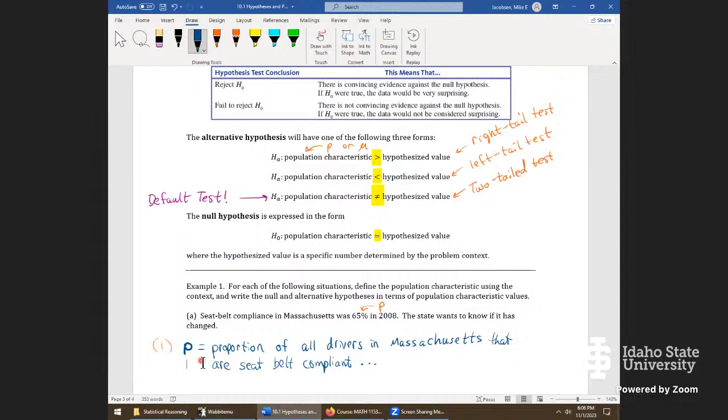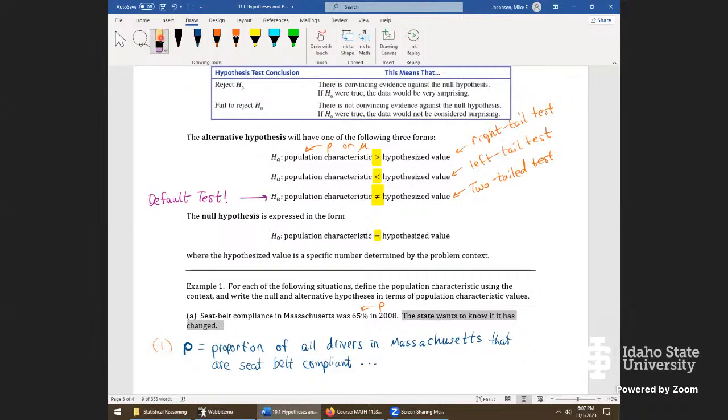To give a little bit more context or more hint about it, the trouble with a population characteristic like P is that it changes. Populations change with time. They're giving us data from 2008, and that's how the population was in 2008. The best estimate of the population characteristic was P at 65%. But already in 2009, it's a different population. The drivers change. That value P does change. So down here, it said the state wants to know if it has changed. So we're talking about the proportion of compliance in the current year or currently.